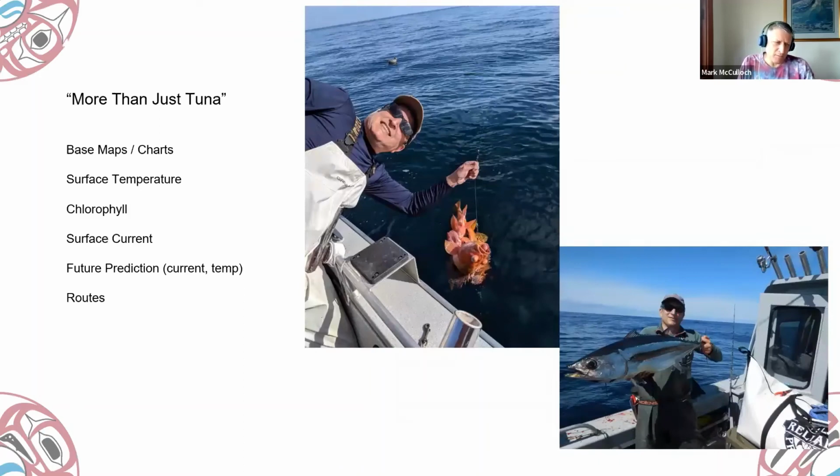So the pieces that I'm going to summarize here are the base maps, what starting maps we use, what charts, surface temperature, chlorophyll, which you've mentioned both of those, but also surface currents, and then the model that does future predictions of both current and temperatures, and then the routing function. And just as an example of some of the other fisheries, this has helped me personally, on the picture there with me with some canary rockfish, which I'll touch on in a minute. Next slide.